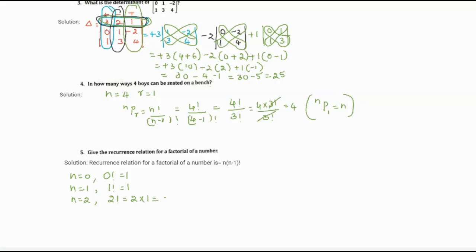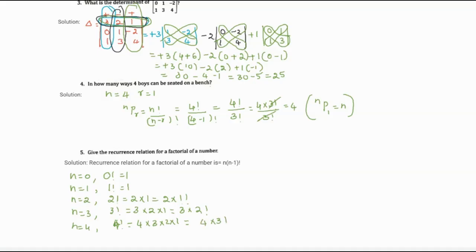That can be written as 2 into 1 factorial. Then if n is 3, we can write 3 factorial, that will be 3 into 2 into 1, that can be written as 3 into 2 factorial, 1 factorial. Then if n is 4, we can write n factorial, 4 factorial is 4 into 3 into 2 into 1. We can write that as 4 into 3 factorial.